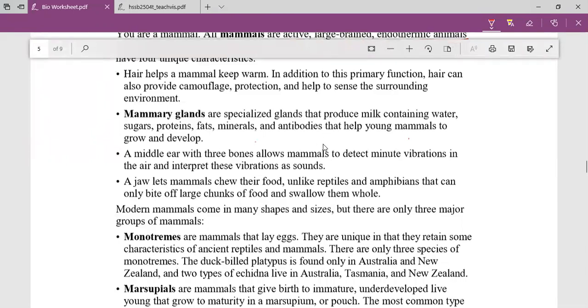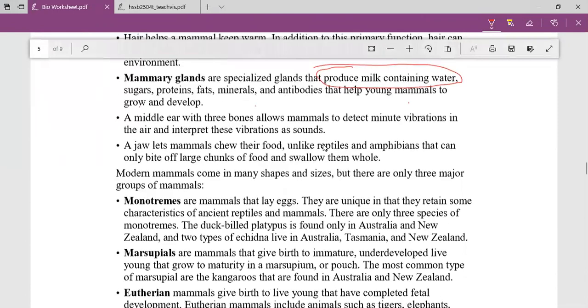So hair is actually a very good thing for mammals. Mammary glands. Mammary glands are specialized glands to produce what? To produce milk containing water, sugar, protein, fat, minerals, and antibodies. Only female mammals produce it. So what the milk contains is much that helps young mammals to grow and also to develop. Is that understood?